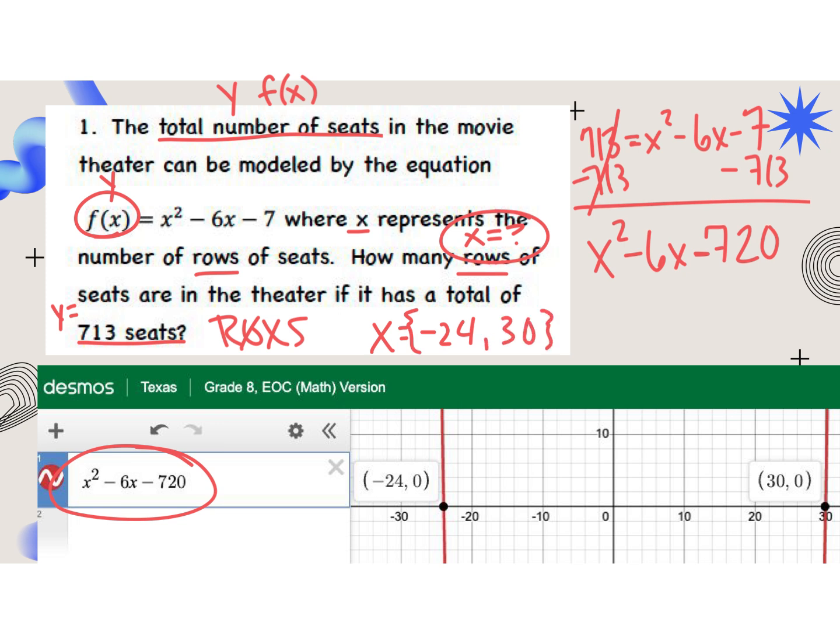Now remember, we are looking for the number of rows. So if I say I have negative 24 rows, well, that does not make sense. But 30 rows does. So we need to make sure that we're paying attention to the context of the problem. So the answer to this one is 30 rows. Remember, you have to move everything to the same side, and then you can graph in Desmos.